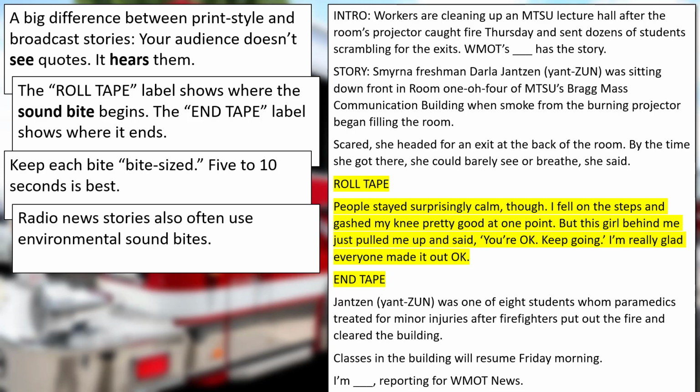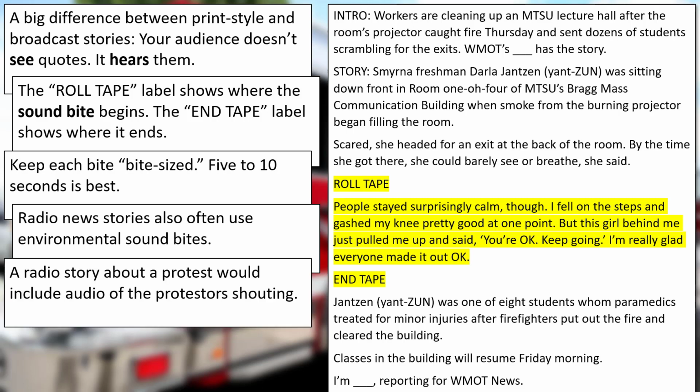Radio news stories also often use environmental sound bites. For example, if you were covering a protest as a radio reporter, you would probably record some background audio of protesters shouting or doing whatever they're doing at the scene of this protest. And then you might play this sound bite at the beginning of your story before you start talking, or you might play this sound bite throughout your story as you were talking as kind of background noise to whatever you're saying.